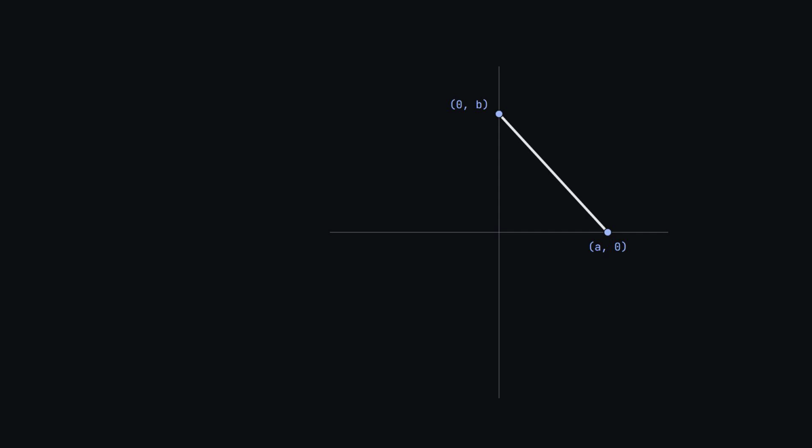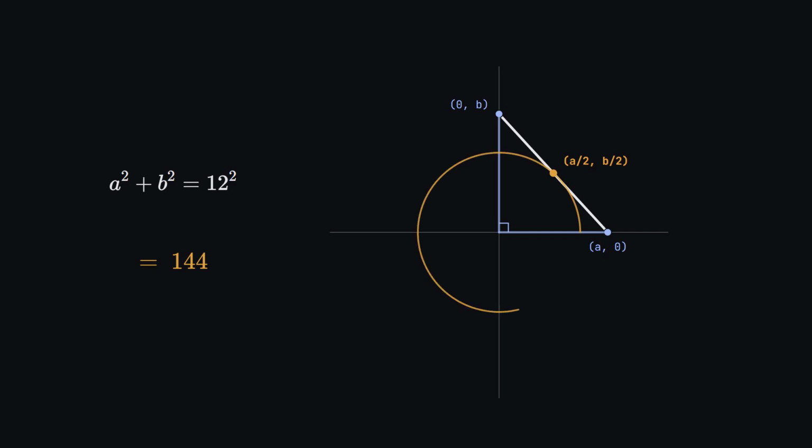Call A's position a and B's position b. The midpoint's coordinates are exactly half of a and half of b. The one condition that never changes, a squared plus b squared equals 144, immediately becomes a circle.